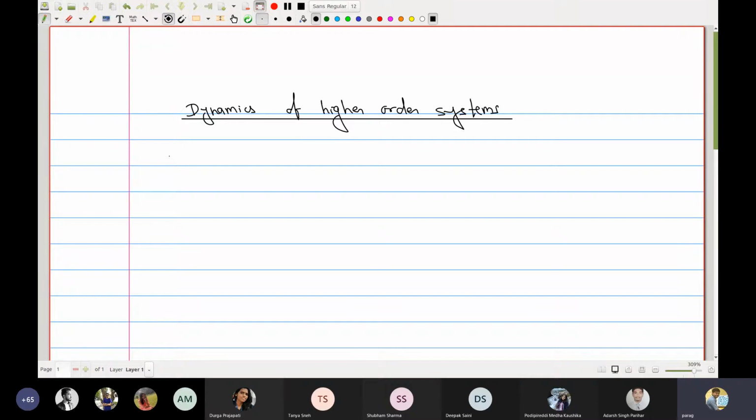Okay, so for our first order system, we took the example of dx by dt equals ax, just as an example. And what we found was that x was the dynamical variable and a was a parameter present in the system, right?